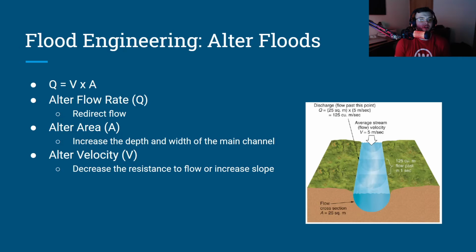So there's flood engineering that can be done to alter floods. Specifically, if you look at the flow rate equation, you can alter the different variables that affect flow rate. One of them being the actual flow rate, you can redirect it. To alter the area, you can make the area bigger by either increasing the depth, the width, or both of the main channel. And then to alter the velocity, you can decrease the resistance to flow or increase the slope of the channel.